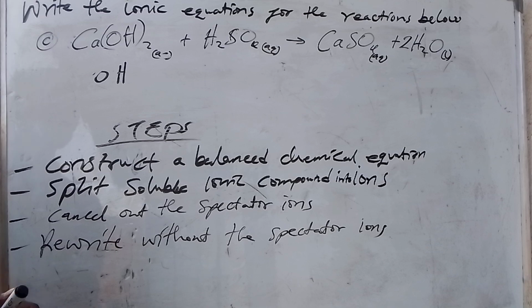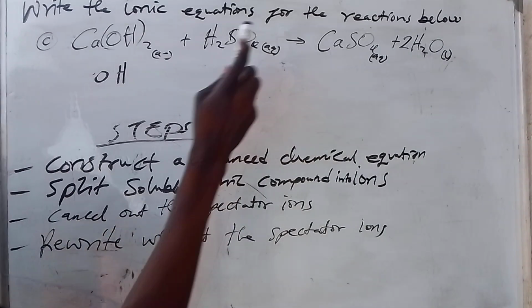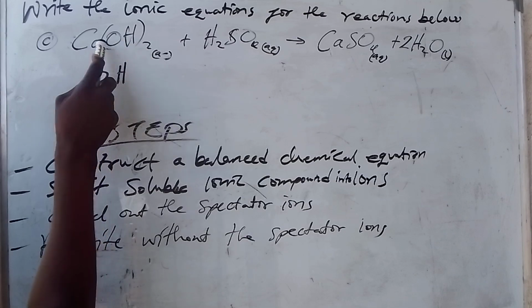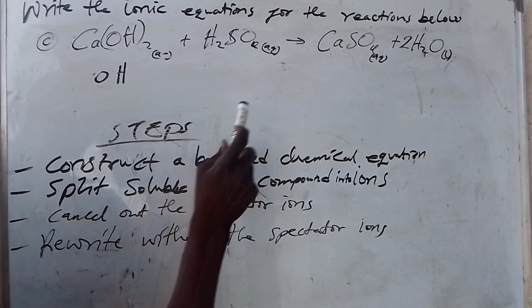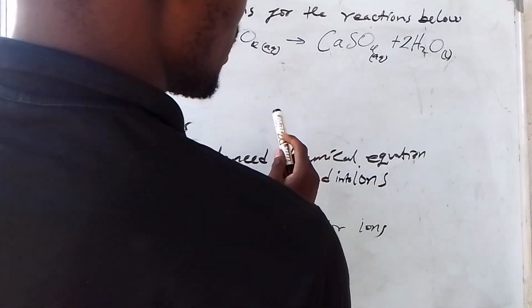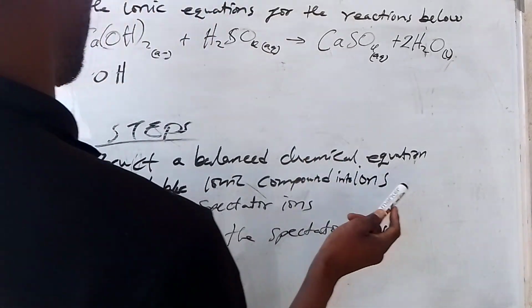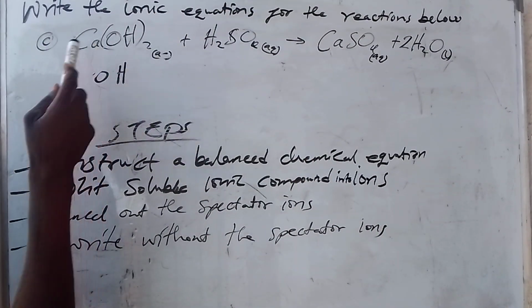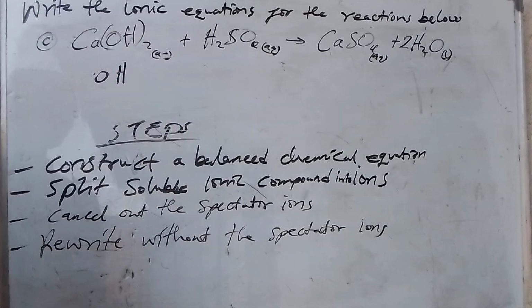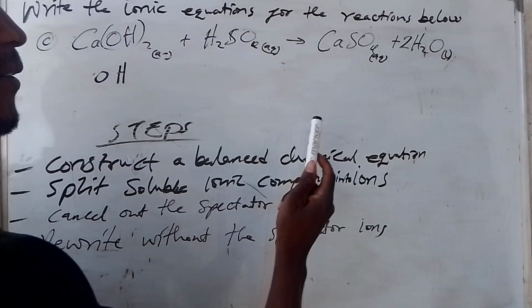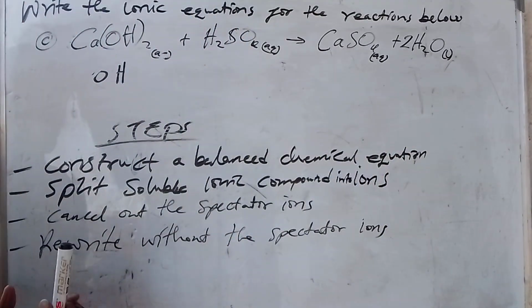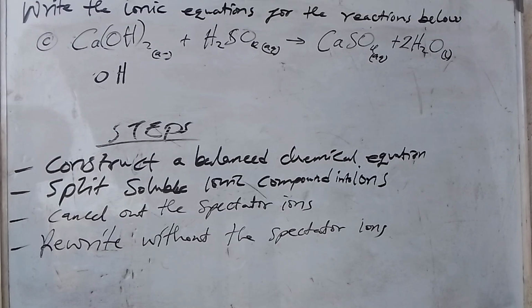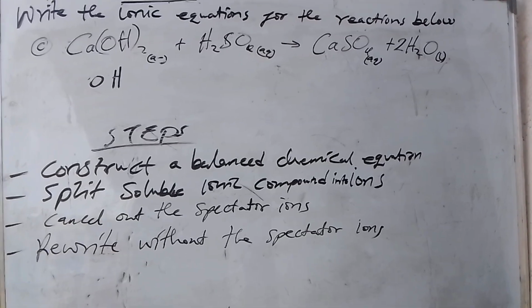So let's counter check. 1 calcium, 1 calcium. Oxygens, 1 times 2, 2 plus 4, 6. 4 plus 2 times 1, which is 6 also. Hydrogens, 1 times 2, 2 plus 2, 4. Then 2 times 2, which is 4. So our equation is balanced. We are done with the first point, which says construct a balanced chemical equation.